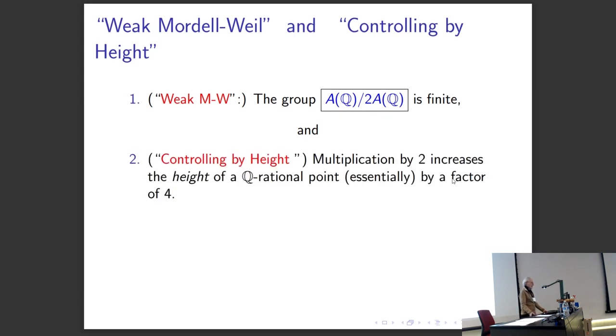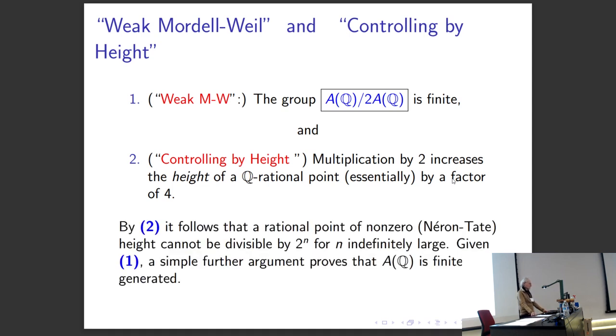And then you control by height by proving, or noting, that multiplication by 2 increases the height of a Q rational point, essentially by a factor of 4. So if both of these things are true, and the height you're taking is a slightly more sophisticated height than what Mordell took, called Néron-Tate height, it follows that a rational point of non-zero Néron-Tate height can't be divisible by arbitrarily high powers of 2. And so, therefore, given 1, a simple further argument proves that A of Q is finitely generated.